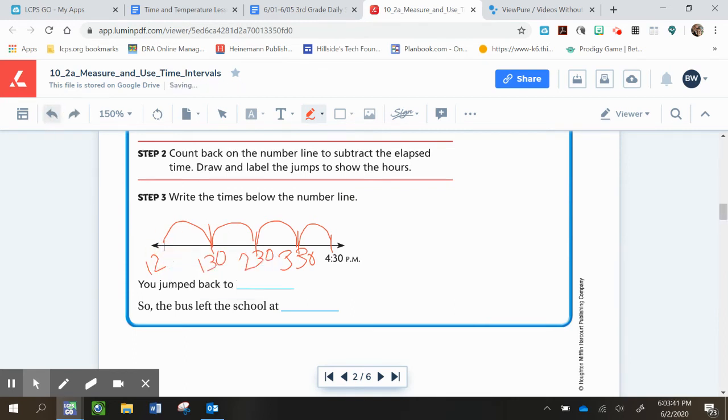Okay, so we jumped back to 12:30, and the bus left school at 12:30. We jumped back 1, 2, 3, 4 hours, which is the elapsed time that it took.